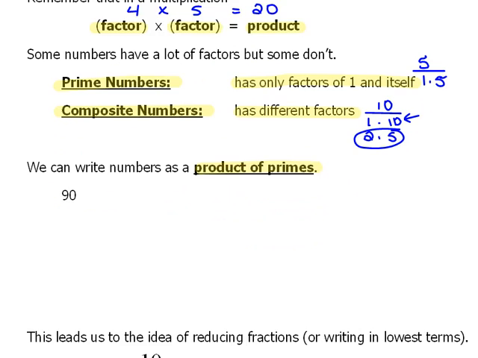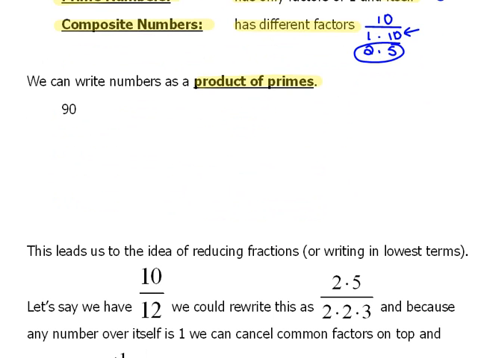So let's look at this number 90 here. 90 is a composite number because you could multiply 1 times 90, but there are other things you could multiply also to get 90. In order to try and write it as a product of primes, we would have to do what's called the prime factorization tree. So let's think of two things that multiply together to get 90. Maybe 9 times 10. And it can be anything you want as long as it multiplies together to get 90.